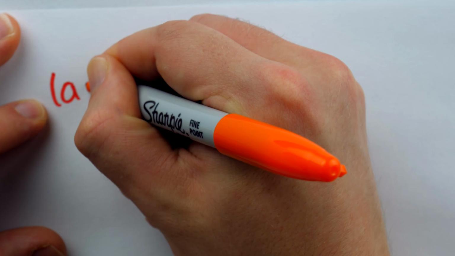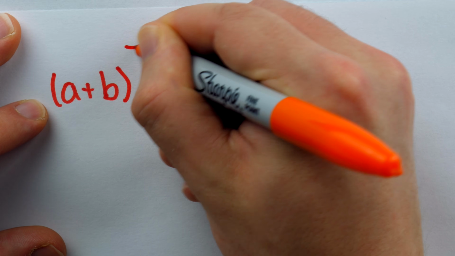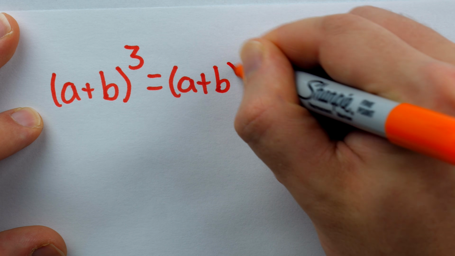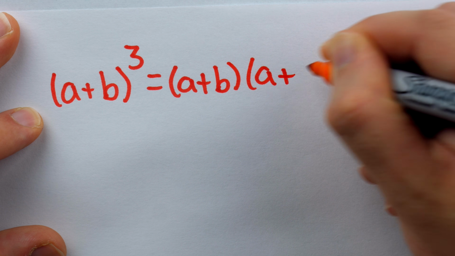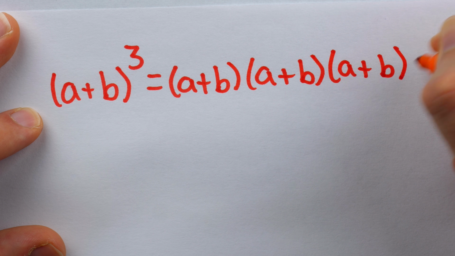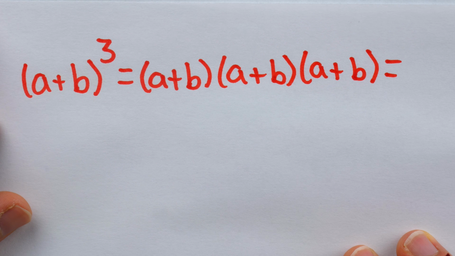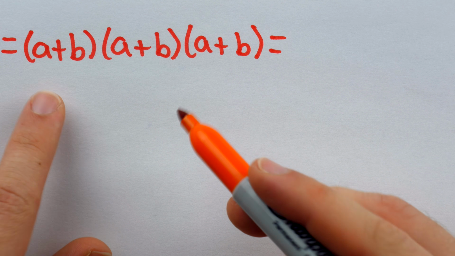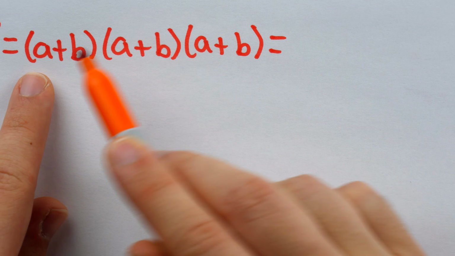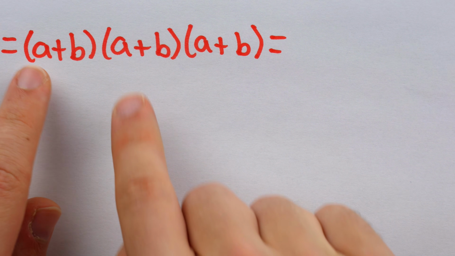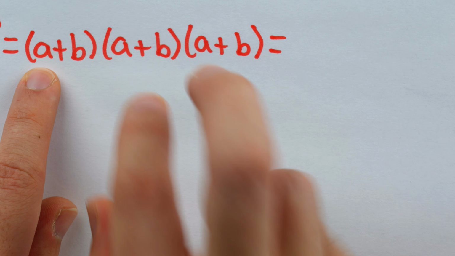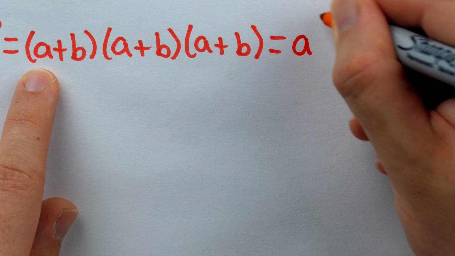Let's consider a plus b to the power of 3. We know by how exponents work that this is a plus b times a plus b times a plus b. But how do we actually do this multiplication? What does it end up equaling? Well, just like in the previous example, we have to consider all possible multiplications between these three factors. For example, we could choose a from all three factors. A times a times a gives us a cubed.